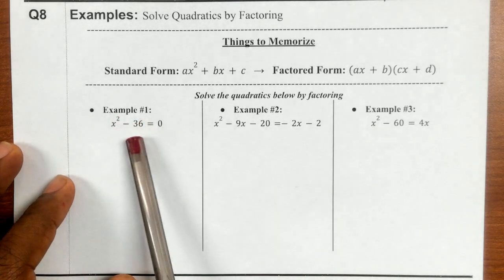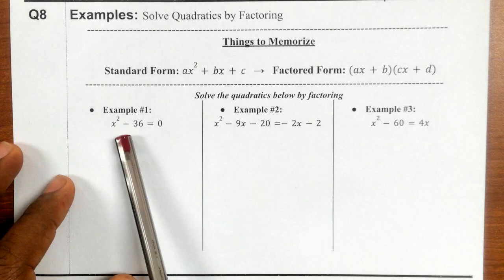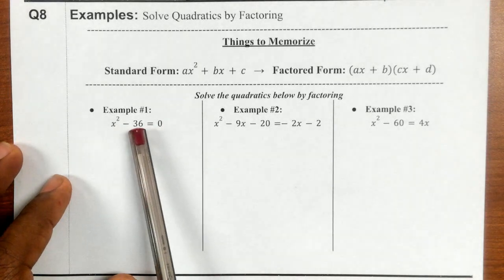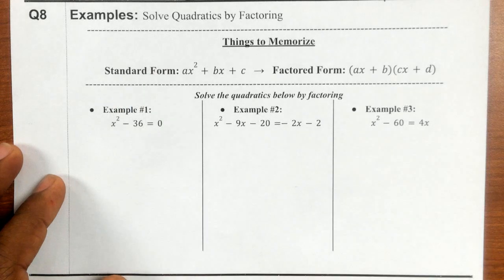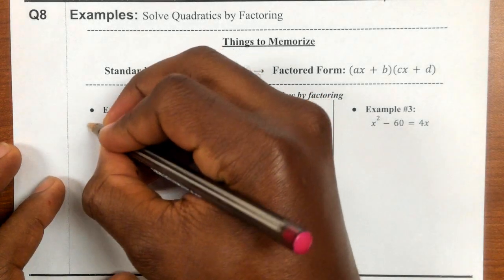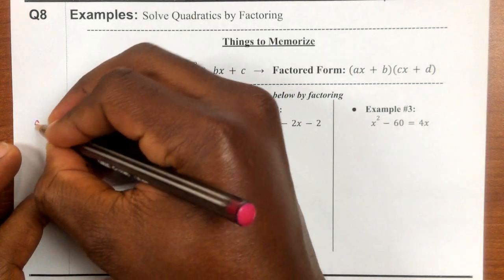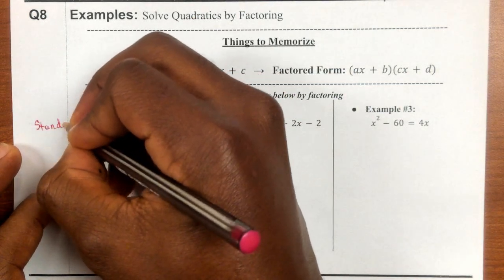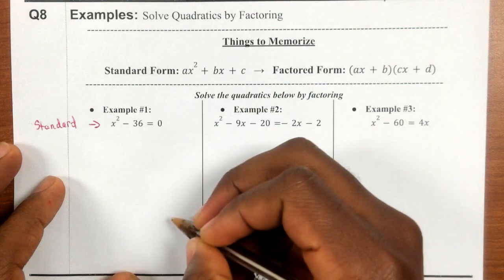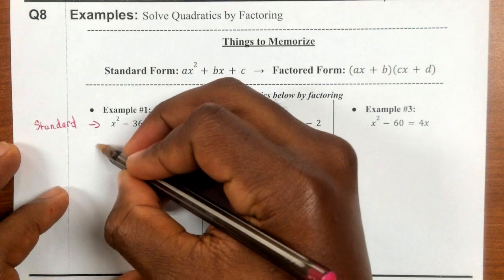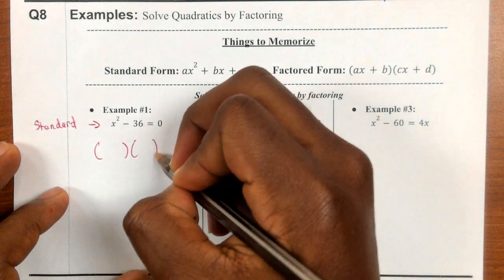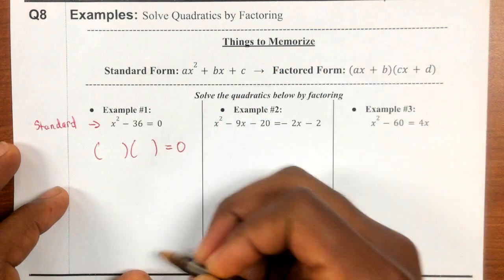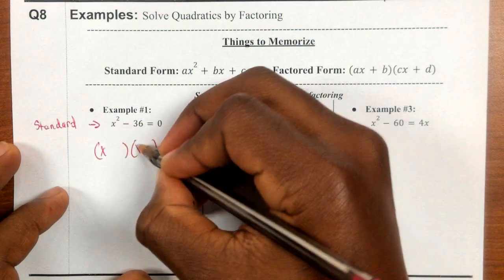So we're going to go ahead and try to put it into factored form. Again, it's already in standard form, so I'm going to now put it to factored form. Now I need to get factored, which is two pairs of parentheses. You put your x and your x.